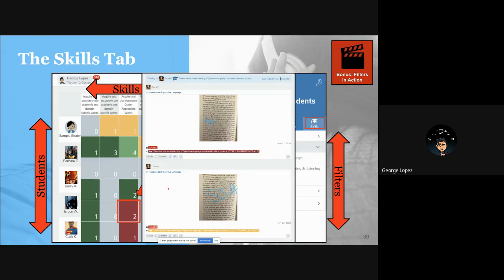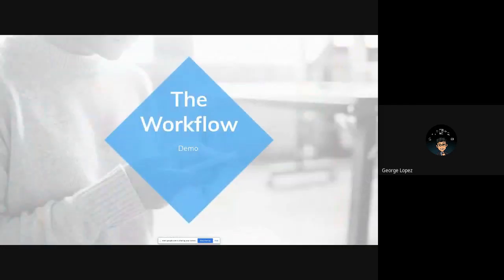So I thought that's a really cool thing that I didn't know that you could click on those and see what's there. But a little tip for you. So what I want to show you now is the actual workflow, very similar to what Celia did. What does this look like in action?